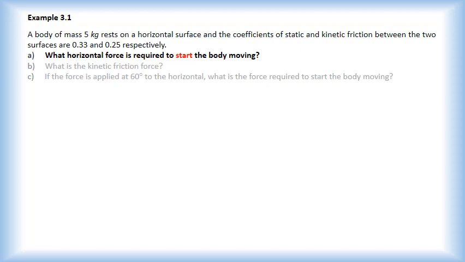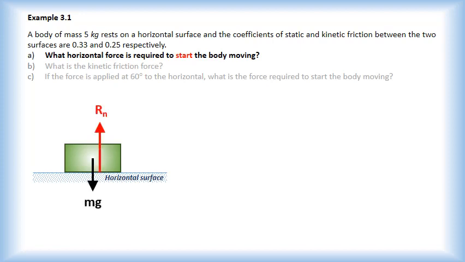In this example, we have a body resting on a horizontal surface, and we are given two coefficients of friction, the static value 0.33 and the kinetic value 0.25. The first step in solving the problem is to draw the free body diagram. And given that the force required to start the motion is horizontal, we can complete the diagram.